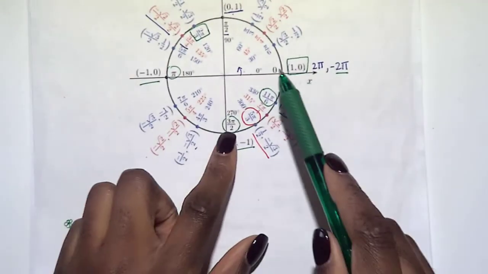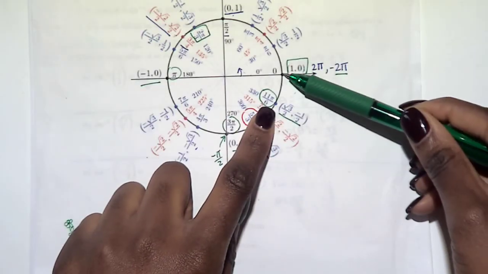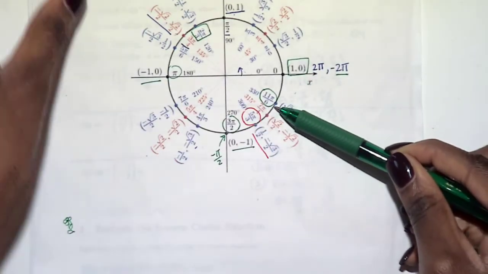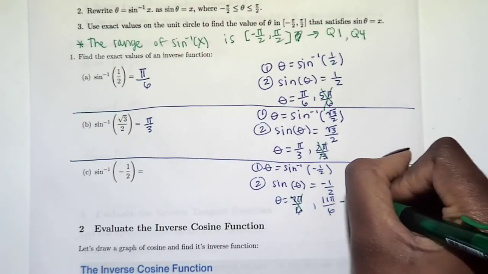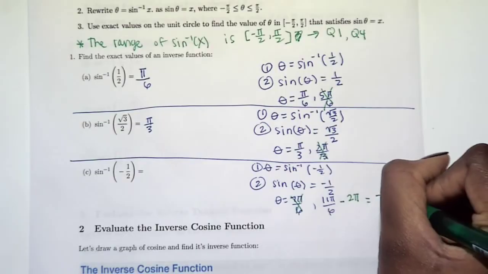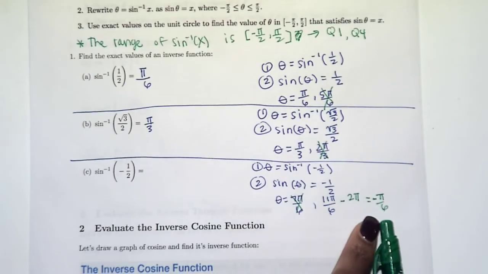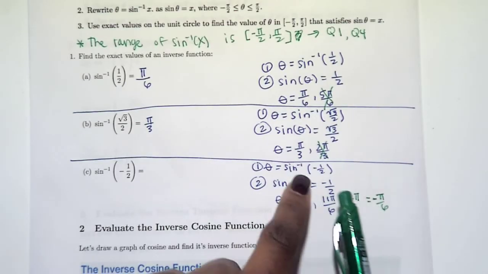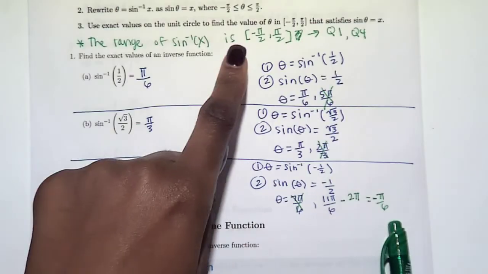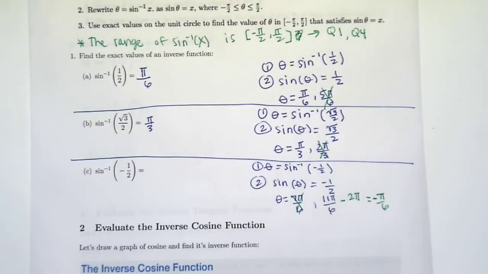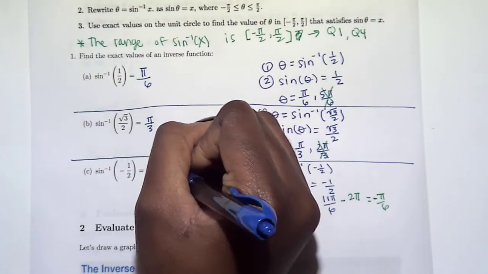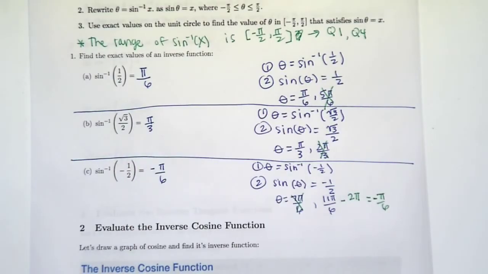So here we're at this location. That means we could have also just counted backwards pi over 6. We need to subtract 2 pi and we're going to get negative pi over 6 as our answer. So this is in the fourth quadrant. Sine of negative pi over 6 is negative 1/2. Also, this is between negative pi over 2 and positive pi over 2. So the answer is negative pi over 6. That is how we are going to work all of our inverse trig function problems.